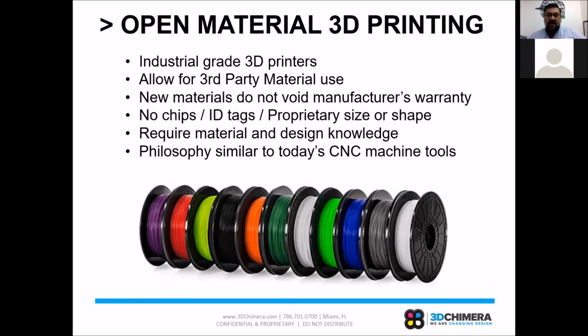Really, the philosophy is similar to today's CNC machine tools, right? So if you buy a CNC machine, you want to make a part out of aluminum, the CNC manufacturer isn't going to tell you where to go get that aluminum or that you can only use a certain grade that they produce. Strangely, in today's 3D printing market, that seems to be the status quo, that 3D printer manufacturers are telling people, you can print, let's say, ABS plastic, but only my ABS plastic. You can't use any others. We don't believe in that.